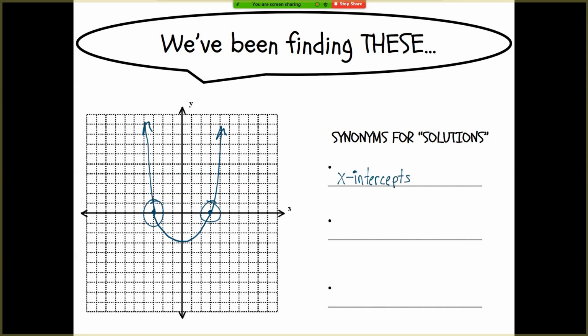There are actually two other names for them. We could also call them the zeros. Remember, when we factored them, we set our factors equal to 0. That's where the word zeros comes from. And then the last one, which we don't use very often, the word roots. So these four terms here, solutions, x-intercept, zeros, and roots, all mean the same thing.